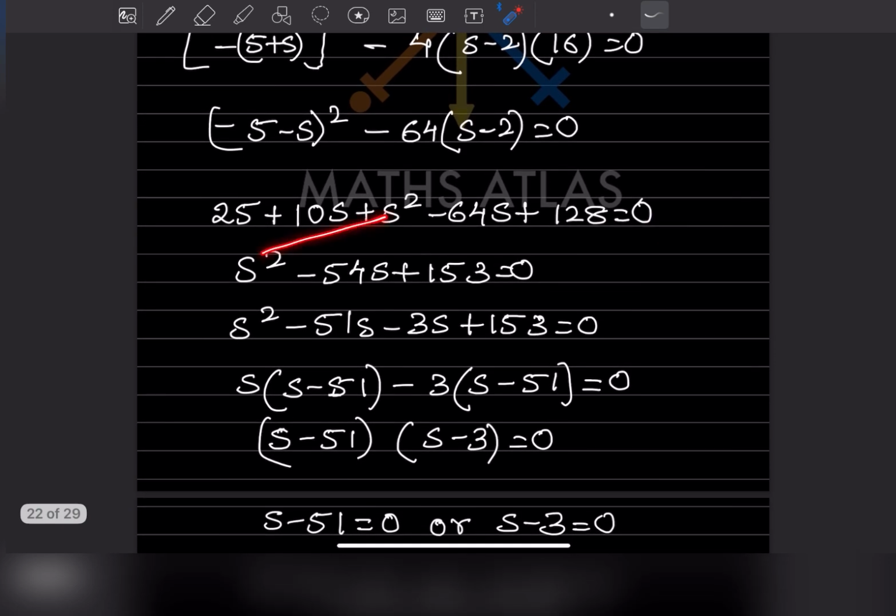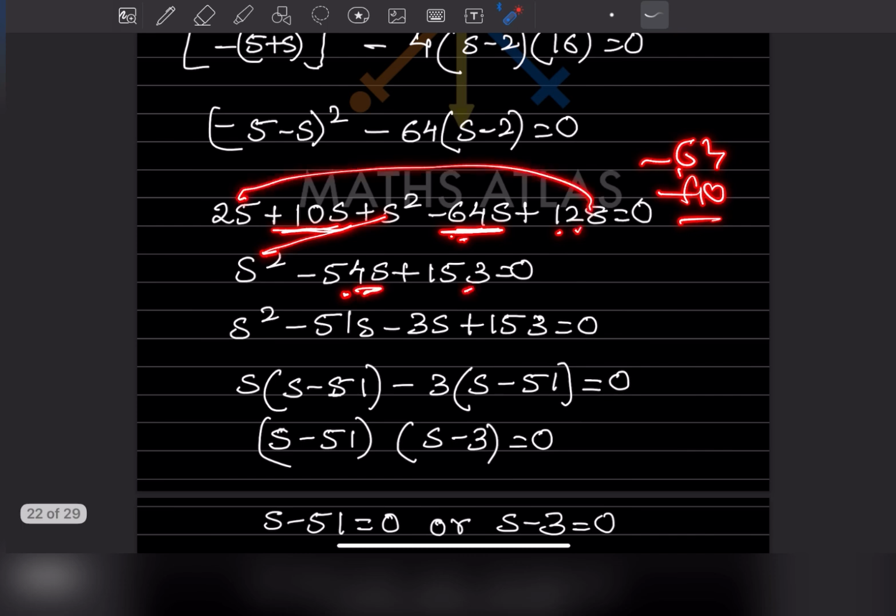We will take this s square over here. Then what will you do? Here this will be minus 64s and plus 10s. That is minus 64 plus 10, that will be minus 54s. And when you add this, that is going to be 153 is equal to 0.